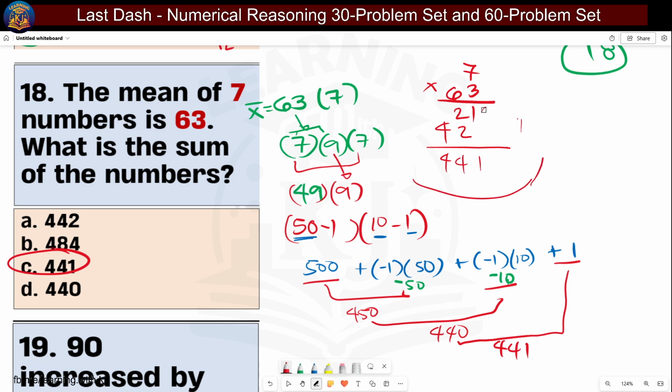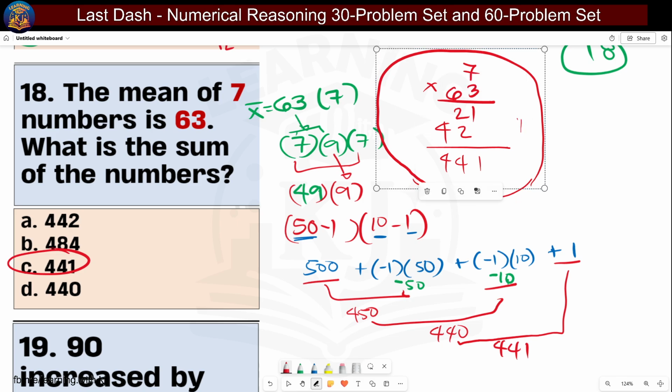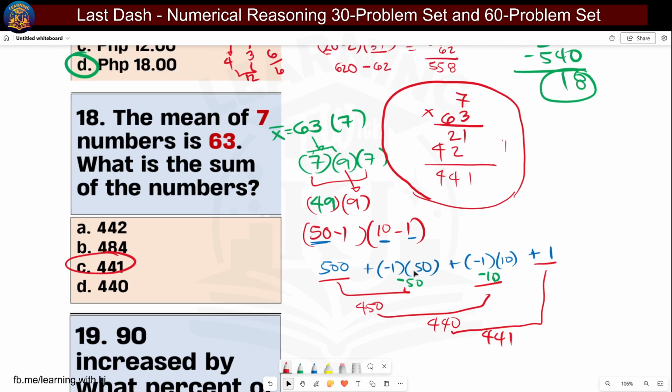Again, depende sa inyong trip yung gagamitin na method. Okay, this one is for checking an emergency. This one is if confident kayong mag-solve ng problem or mag-manually multiply. Walang problema dun. Alright, let's have number 19.